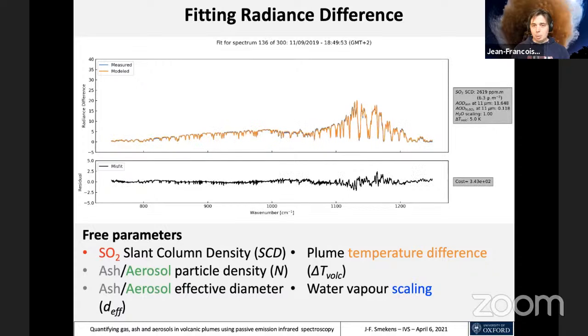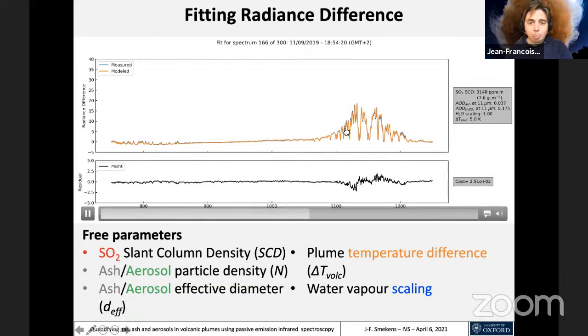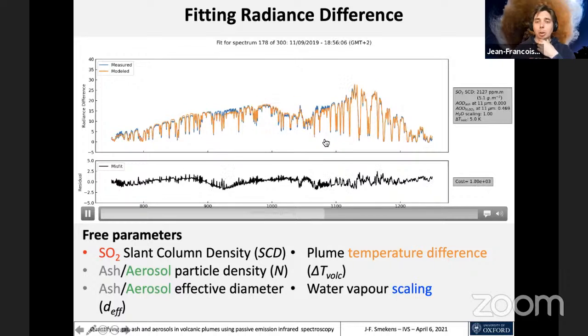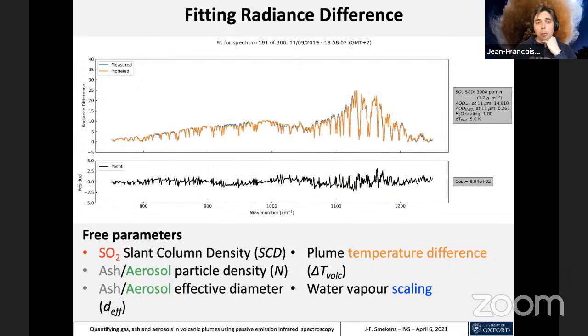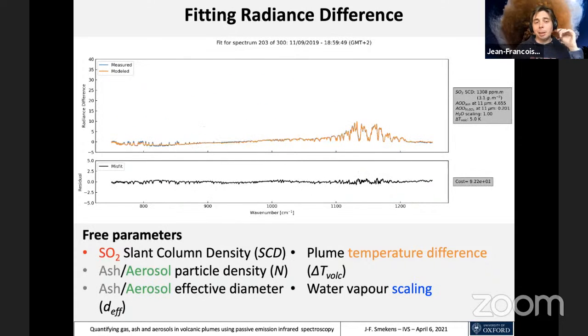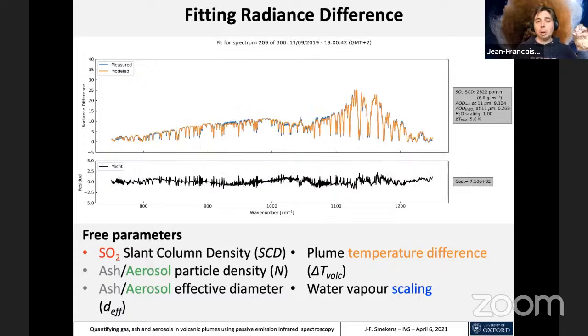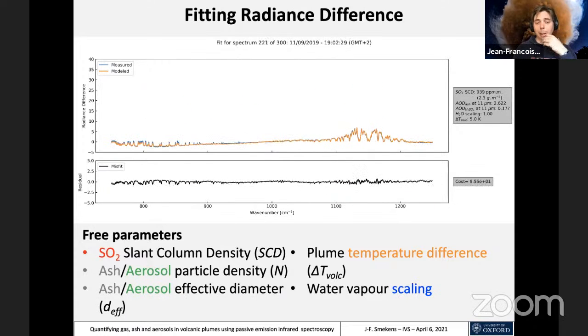Perhaps it's not showing. Yes, in this area here, the shoulder of the SO2 absorption feature or the emission feature, there is some wavering in and out, and those are due to sulfate aerosols. So the retrieved quantities here are the SO2 slant column density, and then the particle density for ash and aerosols, and an effective diameter for ash and aerosols.